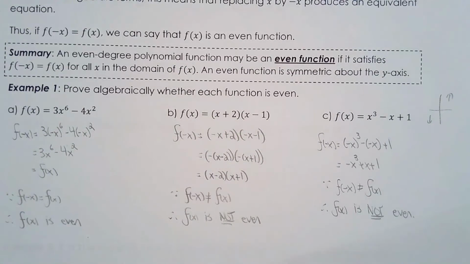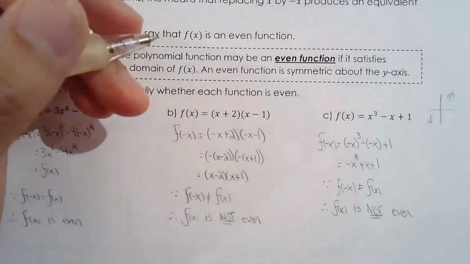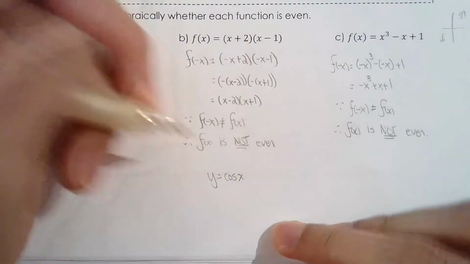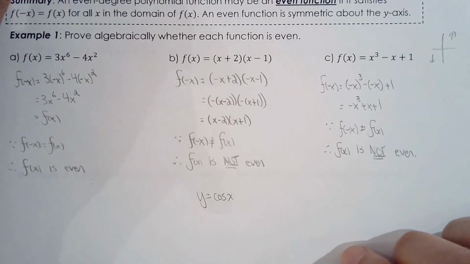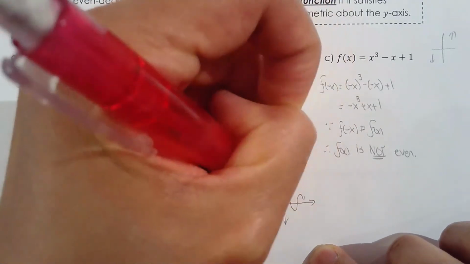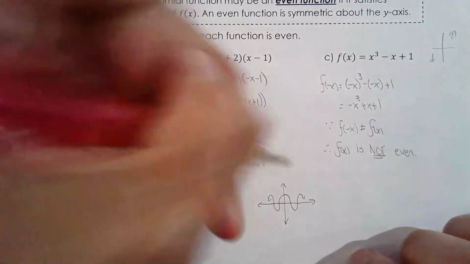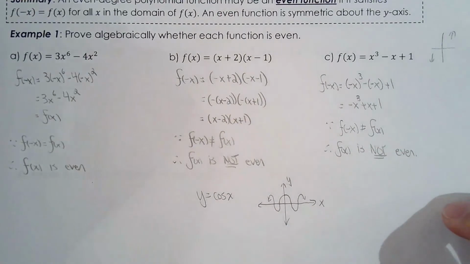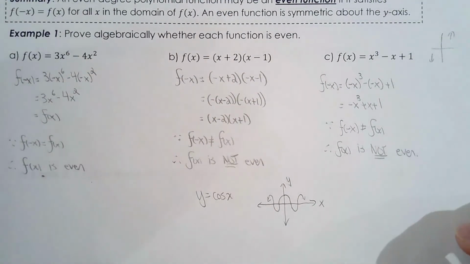So hopefully you can think of a function that you learned last year in grade 11 that displays line symmetry about the y-axis. Hopefully you can remember y equals cos x. The cosine function is an even function. Any function that displays line symmetry about the y-axis is an even function. I just don't want you thinking that only polynomials can be even functions and odd functions.